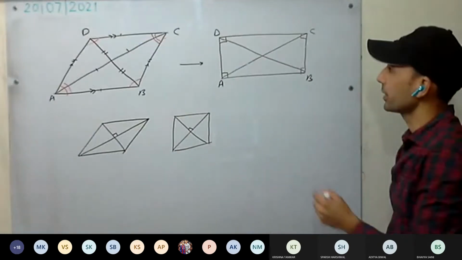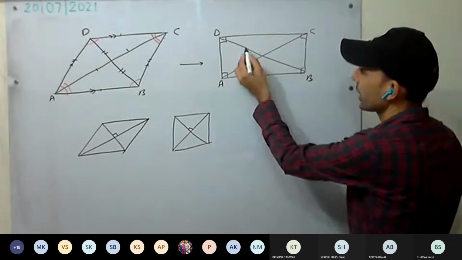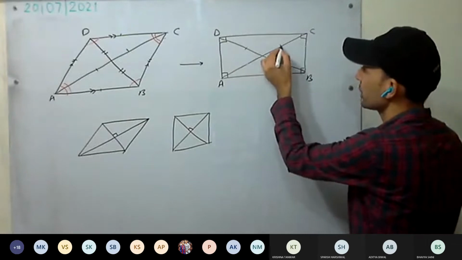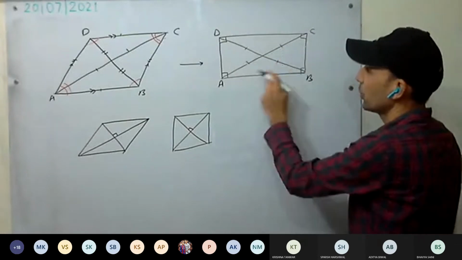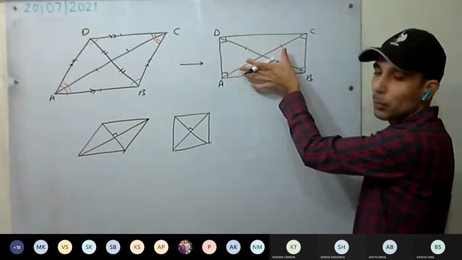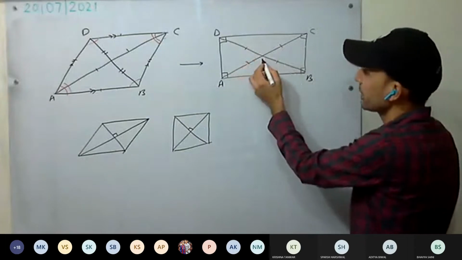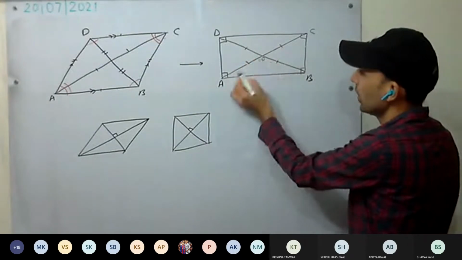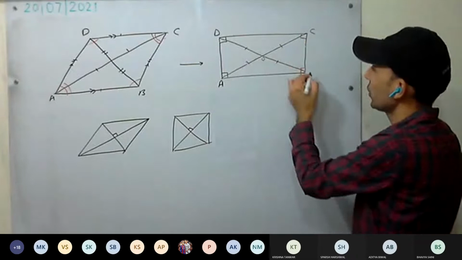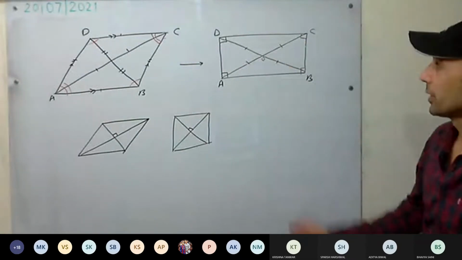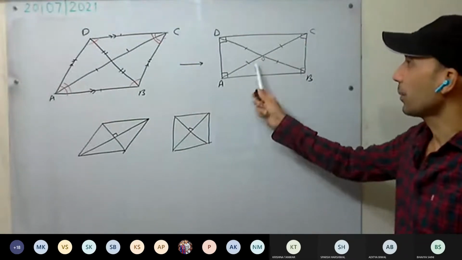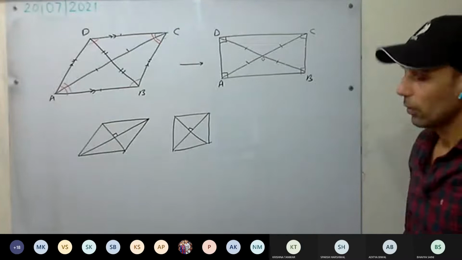In rectangle, diagonals bisect each other. This equals this, this equals this. The two diagonals are both equal, and they bisect each other. That is, AO equals DO equals CO equals BO. They are all equal. That is, diagonals bisect each other.